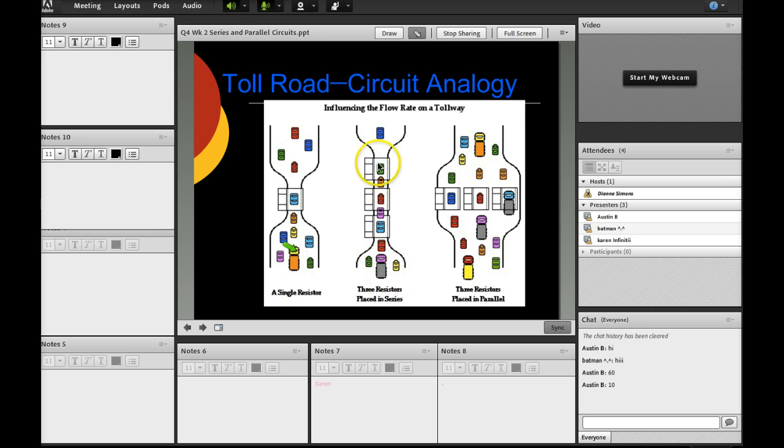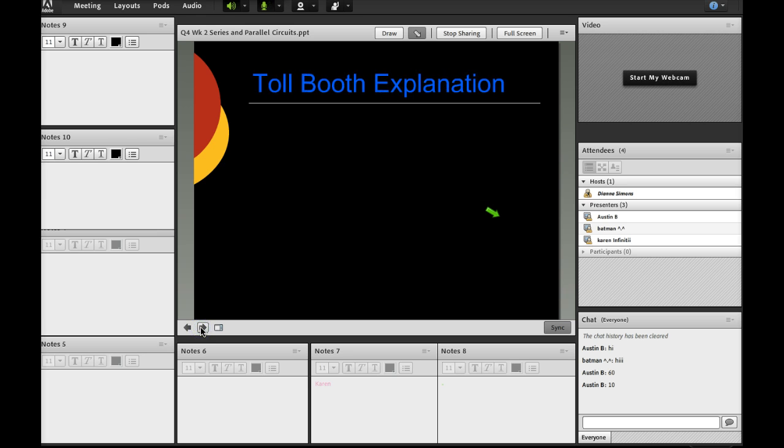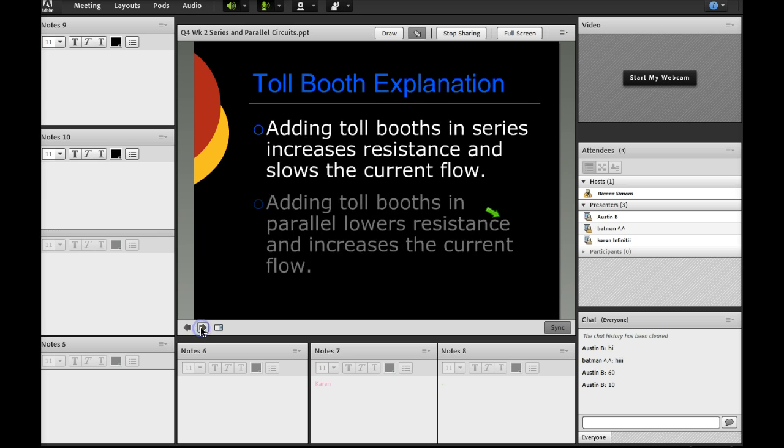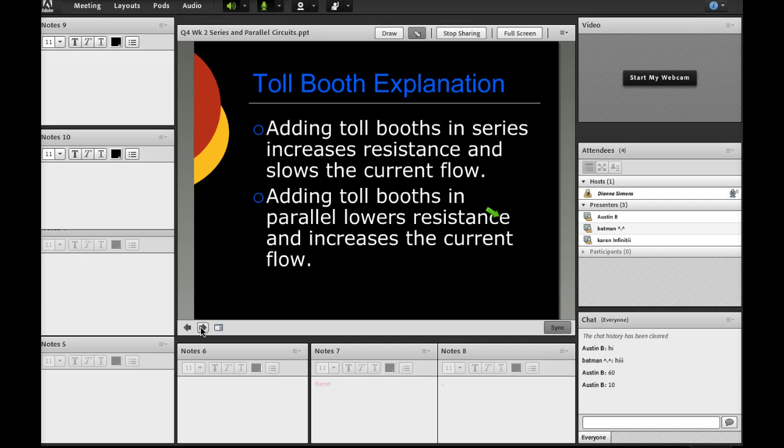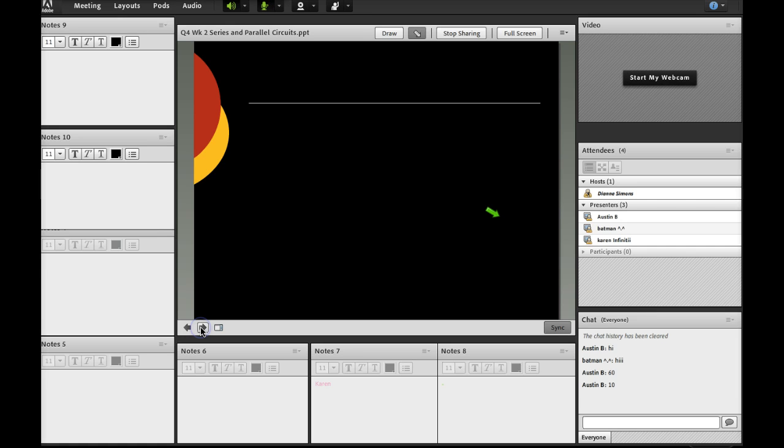If I have 3 resistors in a row and I have a crash, then I'm not going to get anything to go through. However, if I have a crash here and this is in parallel, all these people can go around. So things can still flow. Does that make sense? Yeah. That's the difference between parallel and series. Okay, that's my toll booth. Adding more increases the resistance, but you still have a current.